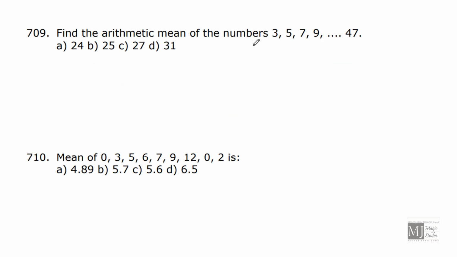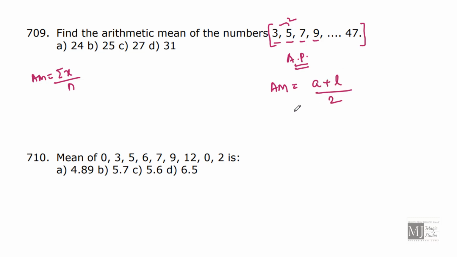Find the arithmetic mean of the numbers. We know that arithmetic mean is simply summation of all numbers divided by given numbers. But if we look at these numbers, like 3, 5, 7, 9 with difference 2, means numbers are in AP. If numbers are in AP, arithmetic mean is simply A plus L by 2. First term plus last term divided by 2. In this case, AM would be 3 plus 47 by 2, that is 25.